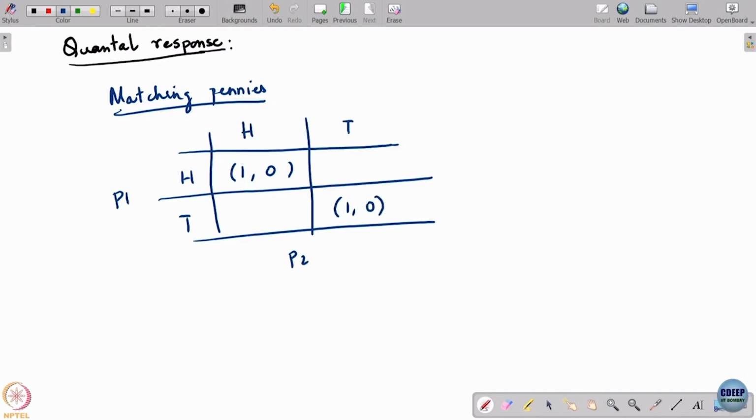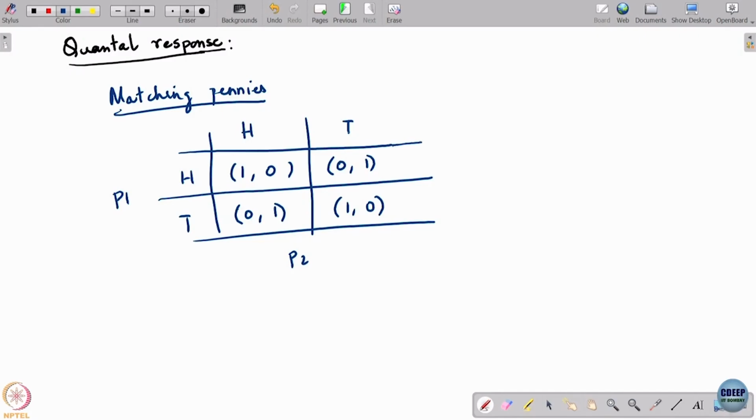On the other hand, if they do not coordinate, that means if player 1 puts heads and player 2 puts tails, then player 1 gets 0 and player 2 gets 1, and vice versa as well. If player 1 puts tails and player 2 puts heads, then player 2 gets 1 and player 1 gets 0. So, in other words, player 1 wins when the up face is the same for both players. Player 2 wins when the face is different. Okay. So, this is the setup.